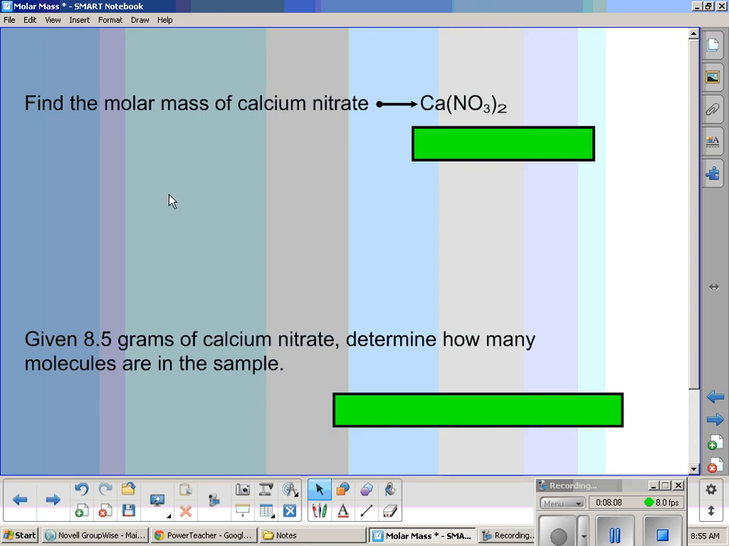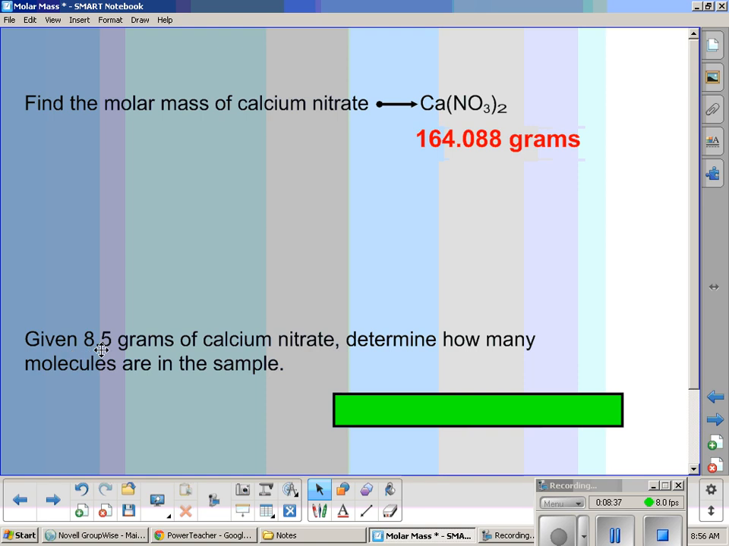Okay, a couple more. Find the molar mass of calcium nitrate. Remember not to get confused here by these parentheses. This 2 means that there are 2 nitrates, 2 NO3s. So when you find the molar mass, that means there's going to be 2 nitrogens and 6 oxygens. So you multiply and add all those atomic masses together, you should get this right here for the molar mass.